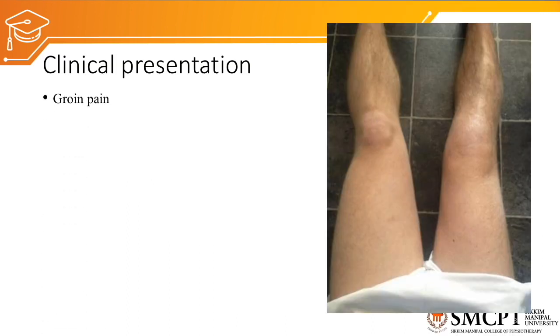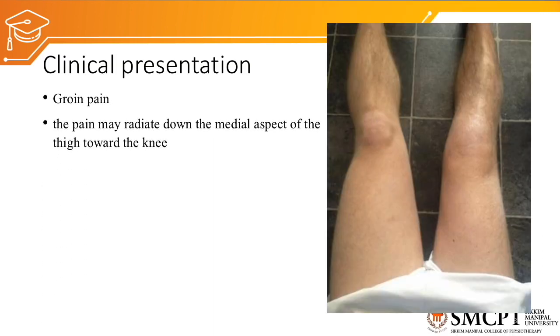Clinical presentations are groin pain. The pain may radiate down the medial aspect of the thigh towards the knee. Weakness of the muscles, which are mainly supplied by the obturator nerve. Difficulty with ambulation.